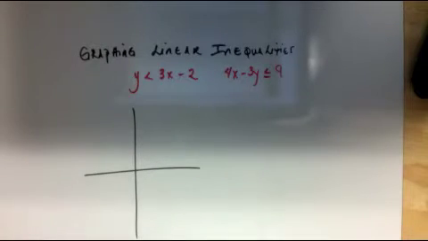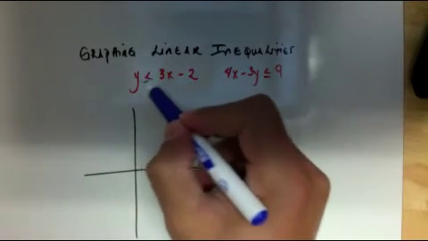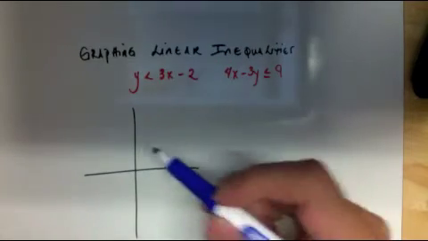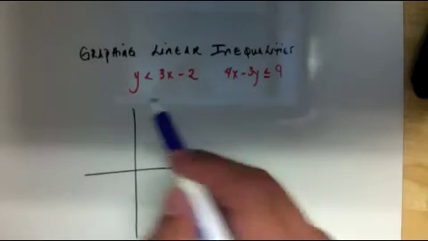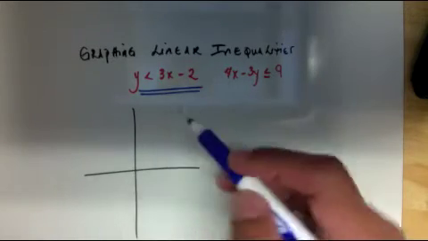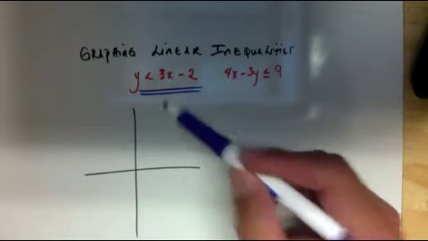Hey guys, today we're going to talk about graphing linear inequalities. We need to talk about these because students do get them confused with the inequality sign and what part needs to be shaded. So we're going to do two of them. The first one is pretty easy. Y is less than 3x minus 2.